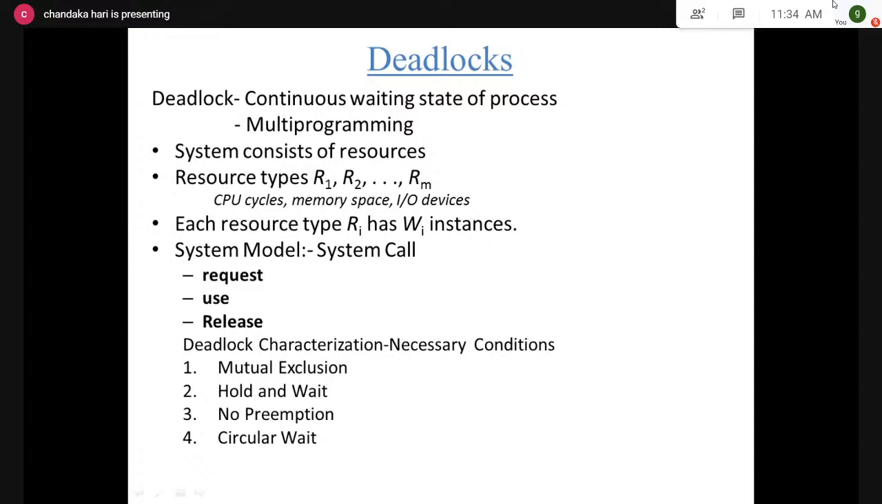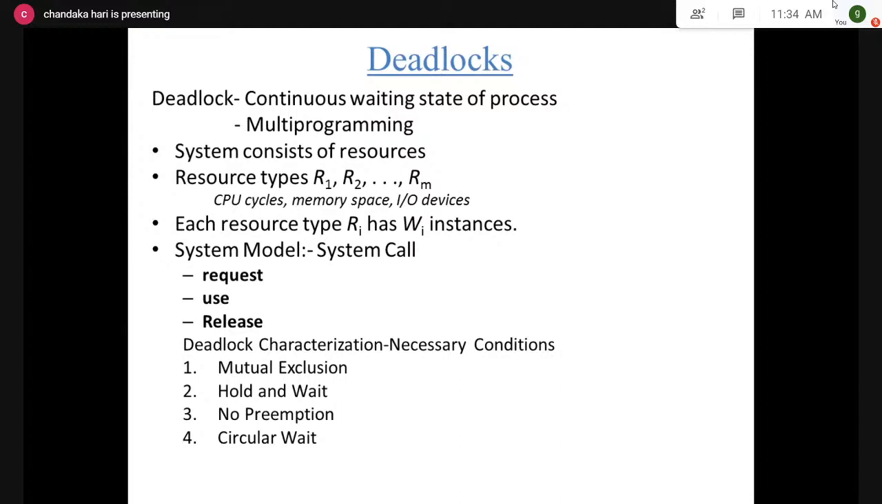Now, how do you demonstrate deadlock characterization? What are the characteristics of a deadlock? In a deadlock, the process never finishes executing, and system resources are tied up, preventing other jobs from ever starting. Understood?